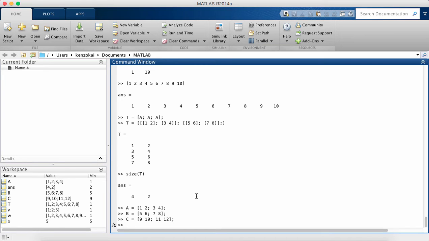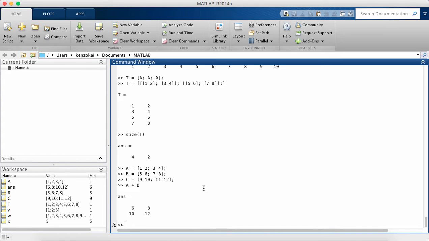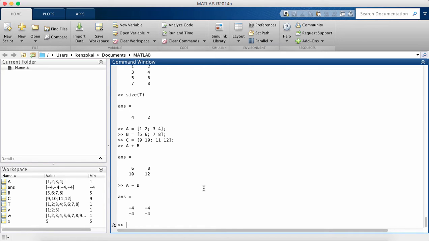So suppose I want to add two matrices. That's very simple. A plus B. If I want to subtract two matrices, it's A minus B. If I want to multiply two matrices, that's A asterisk B.